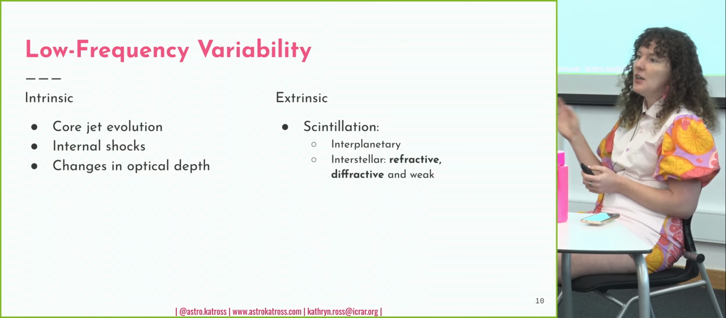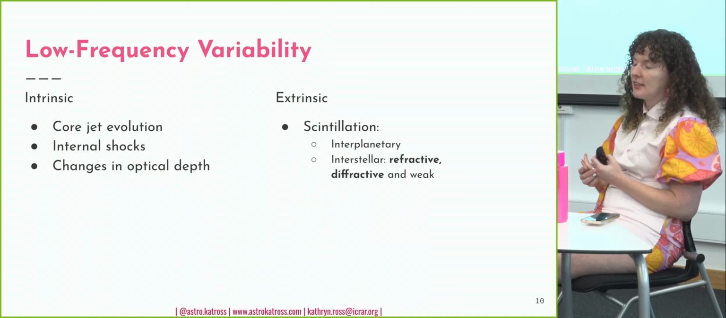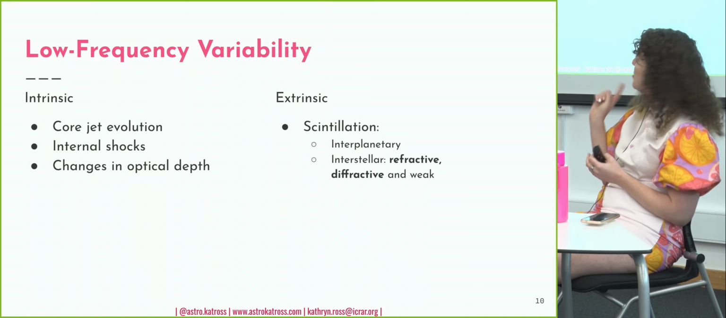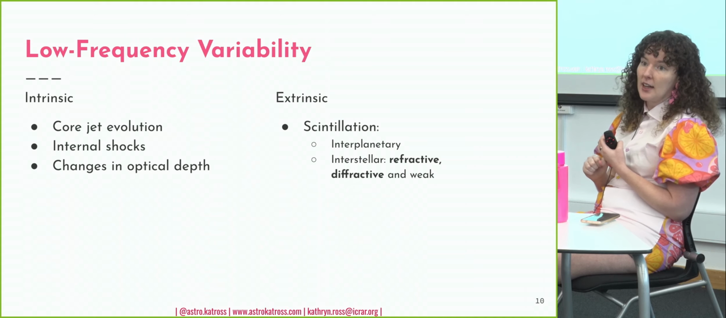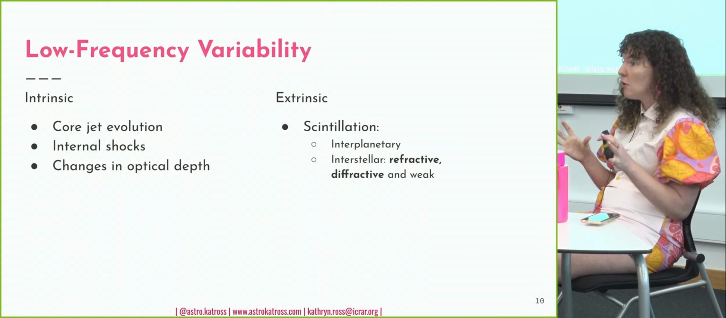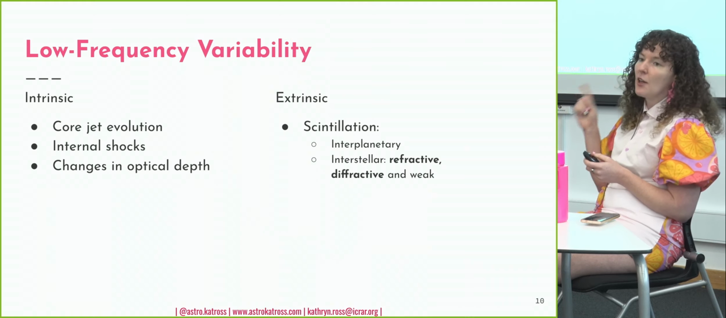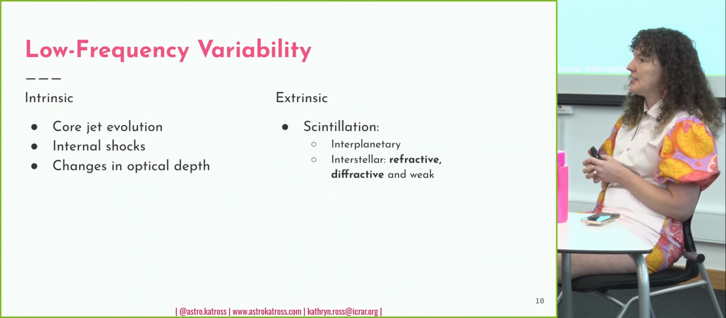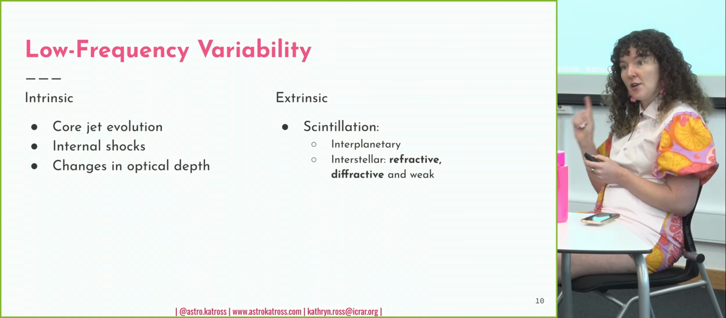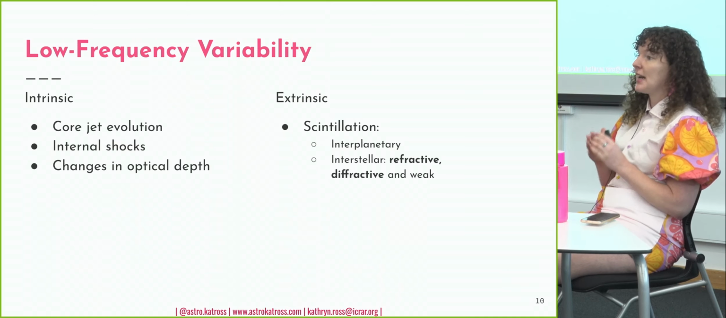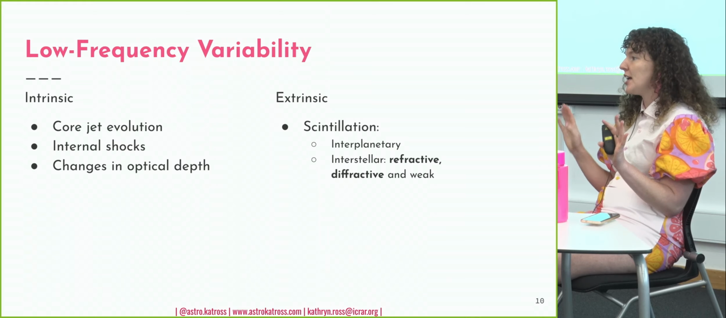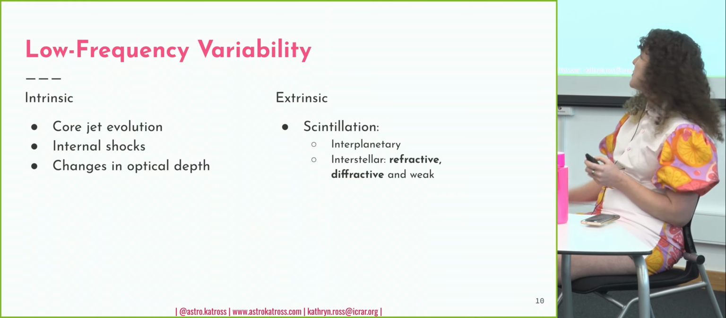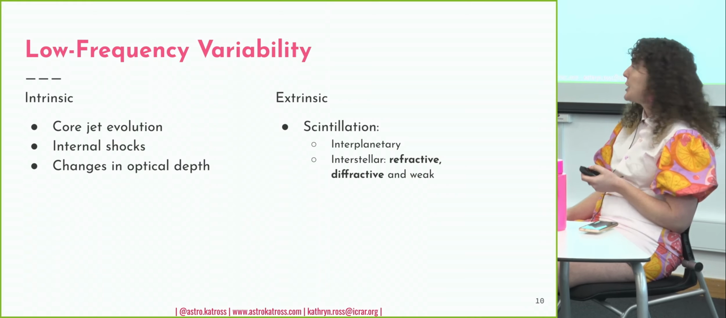Versus extrinsic, we've got scintillation as the main thing, particularly at these radio frequencies. And I've put in bold there refractive and diffractive. Those are the ones that really matter at the frequencies that I'm concerned with. We're looking at low megahertz frequencies, and in particular, refractive scintillation is the big one. Diffractive is very much a concern if you're looking at pulsars, but anything else is far too big to show any diffractive scintillation. So for AGN, we don't have to worry about it, and it's really only refractive that's going to be an issue for AGN.